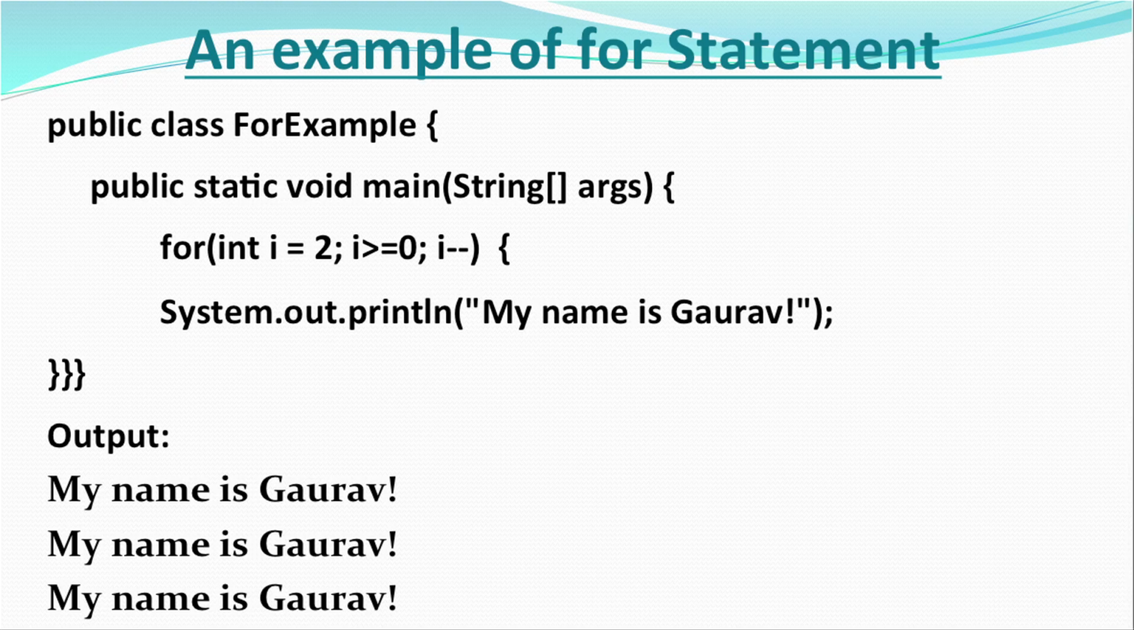Now again the for loop will check, is I less than 2, that means 1 is less than 2. Yes, it is true that 1 is less than 2. Therefore the compiler will execute the system.out.println my name is Gaurav. This line will get executed, and you will see on the output screen again my name is Gaurav. So my name is Gaurav has been printed 2 times till now. Now the next step, after the particular block has been executed, is the increment.